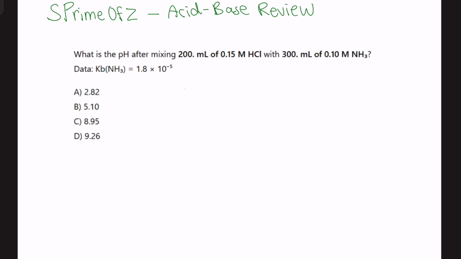So first I'm going to write out the chemical equation. So HCl plus NH3, and this is going to give NH4+ Cl-. What I like to do is write out the information that we have underneath the equation. So for HCl we have 200 milliliters, which is 0.2 liters, and 0.15 M, and for NH3 we have 0.3 liters and 0.1 M. So what I'm going to do now is calculate the moles.